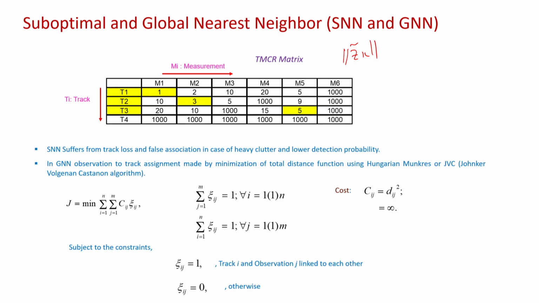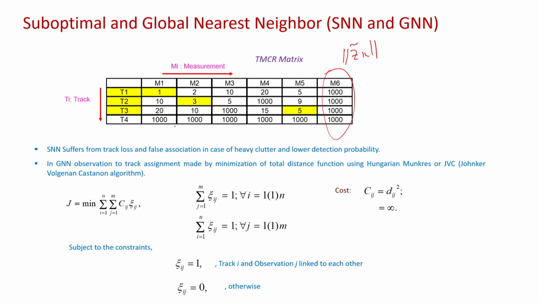Once you do this, you have T1, T2, T3, T4, and M1 to M6, where some entries are non-gated. That means those measurements are non-gated, and we replace them with a larger value. 1000 is just a number; it could be 10,000, 5,000, 1 lakh, or 10 to the power 10, I do not care, I will put some large number. That signifies that these are not linked to any incoming targets. So M6 is a new measurement or new target, since it is not linked to any previous or old target, and T4 also does not link to any measurement.